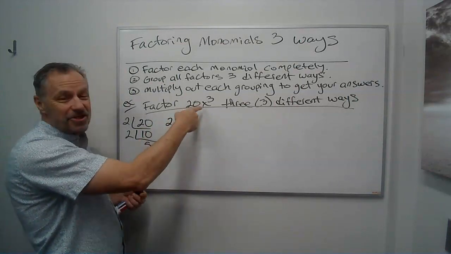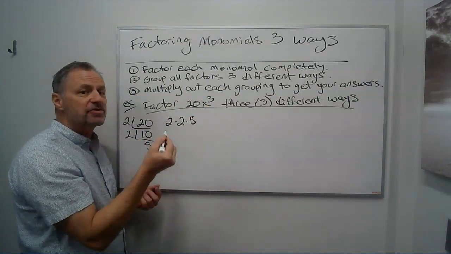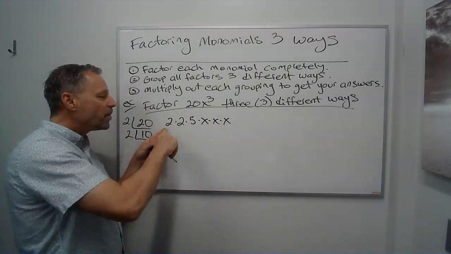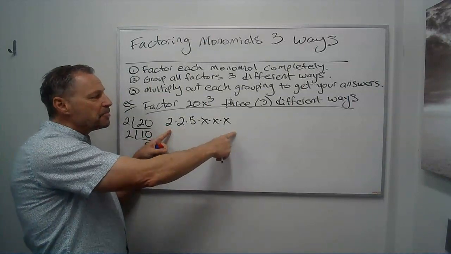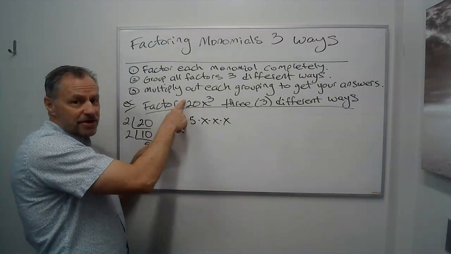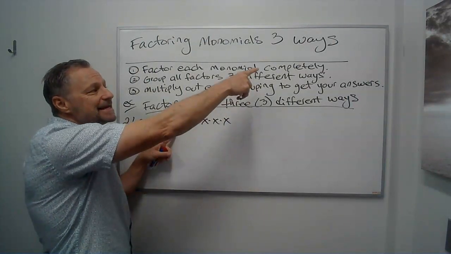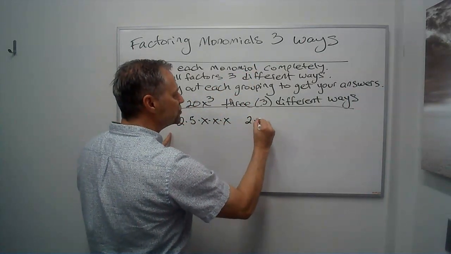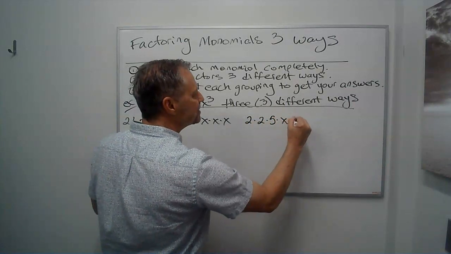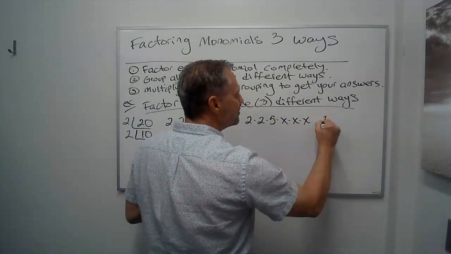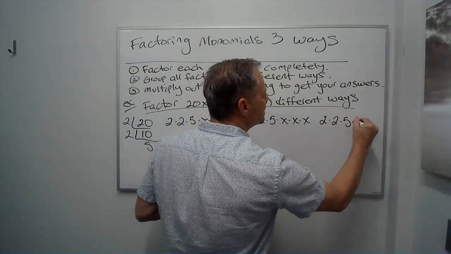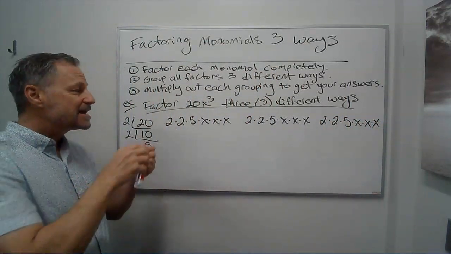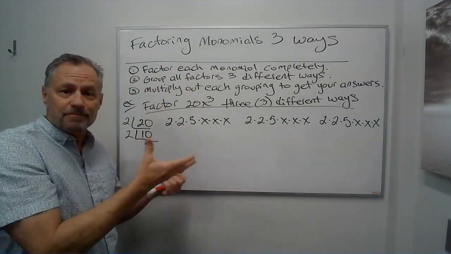So 20 broken down is 2 times 2 times 5. And then x to the third means I have 3 x's multiplied together, so that's x times x times x. If I multiply this out, it's going to give me 20x to the third. I'm going to write this 3 times so that I can group it 3 different ways. So I've got another 2 times 2 times 5 times x times x times x, and another 2 times 2 times 5 times x times x times x. And I'm going to break these down. I'm going to group them now 3 different ways.